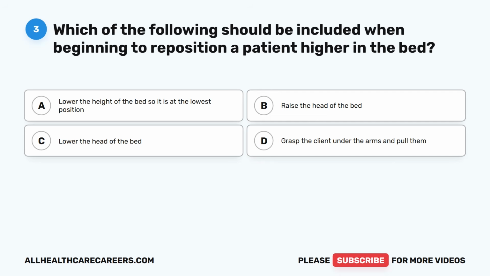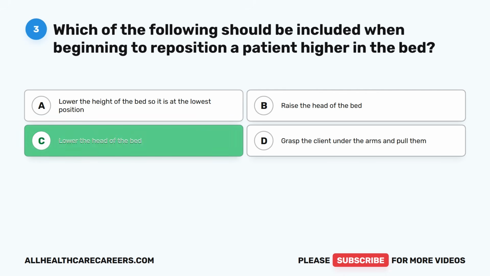Question 3. Which of the following should be included when beginning to reposition a patient higher in the bed? A. Lower the height of the bed so it is at the lowest position. B. Raise the head of the bed. C. Lower the head of the bed. D. Grasp the client under the arms and pull them.